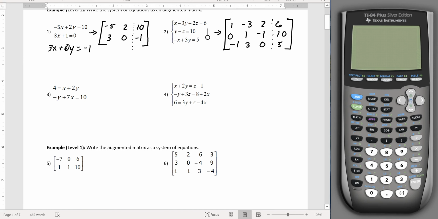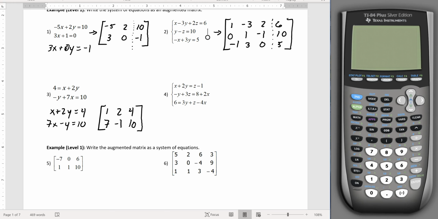Now this one, we have it rearranged a bit. If you want, you can write it in order. So it'd be x plus 2y is 4, 7x minus y equals 10. You always need that x, y, constants if there's 2 equations. So this would become 1, 2, 4, 7, negative 1, 10. There we go.